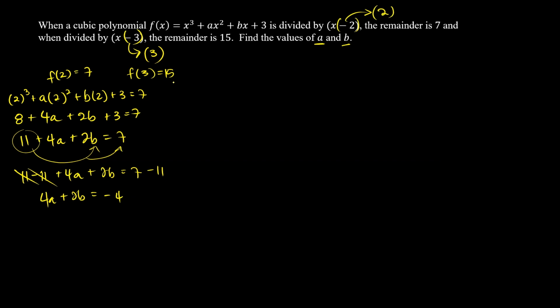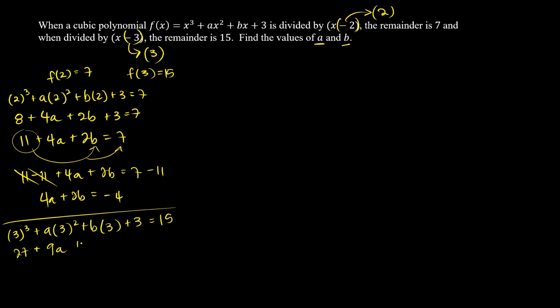Now, for f of 3, it's essentially the same. So let me see if I can get it under here. So 3 cubed plus a times 3 squared plus b times 3 plus 3 is equal to 15 this time though. So 3 cubed is 27. 3 squared is 9, and 9 times a is 9a. 3b plus 3, that's equal to 15.